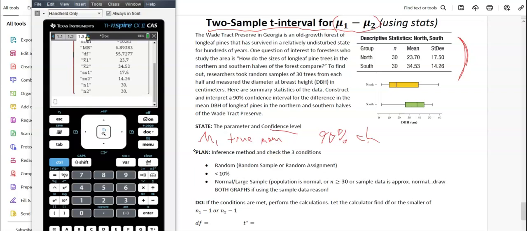Okay, does it pass the conditions? Random sample. Took a random sample of 30 trees, so we kind of draw that over to this random sample, write the words random sample. Less than 10%, so 30 is less than 10% of all the trees in each part respectively. So since they're both 30, you could probably word this so that you say in both the north and south part of the Wade Track Preserve. So we don't know about the population shape. N is big enough, so we'd say something like N1 is greater than or equal to 30, and N2 is greater than or equal to 30.